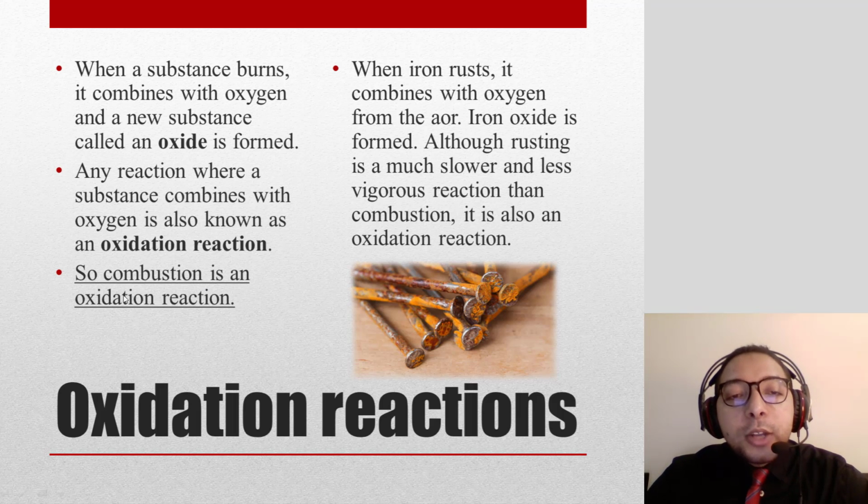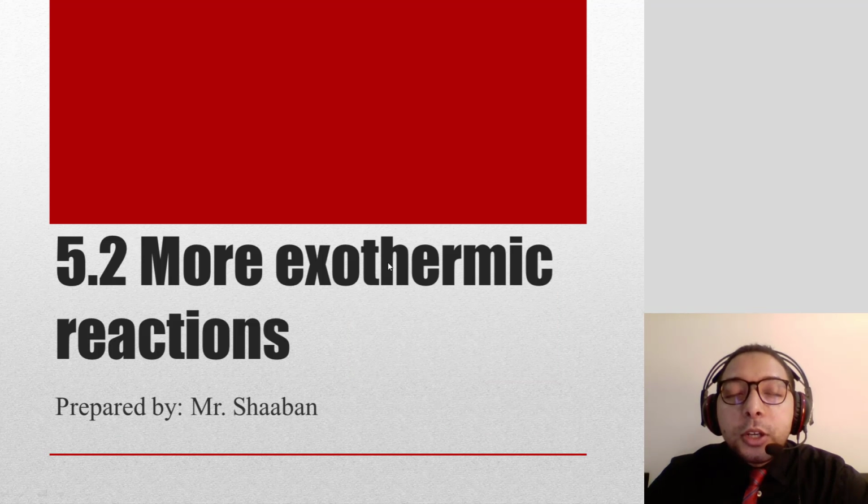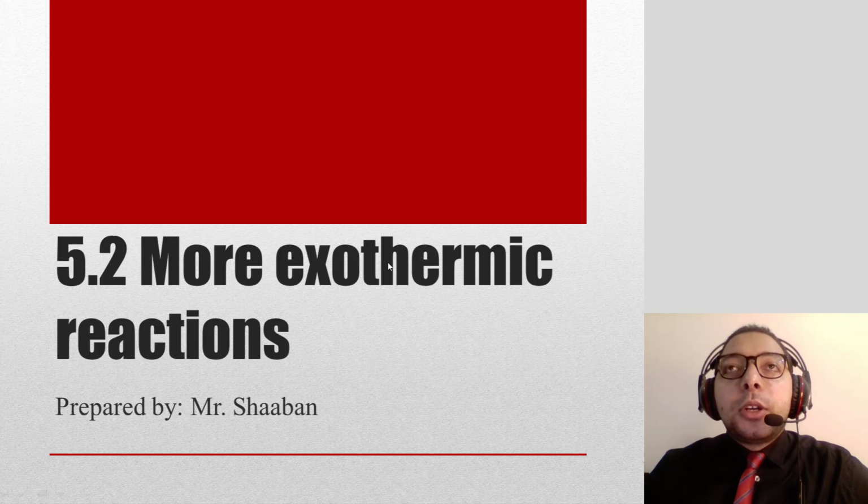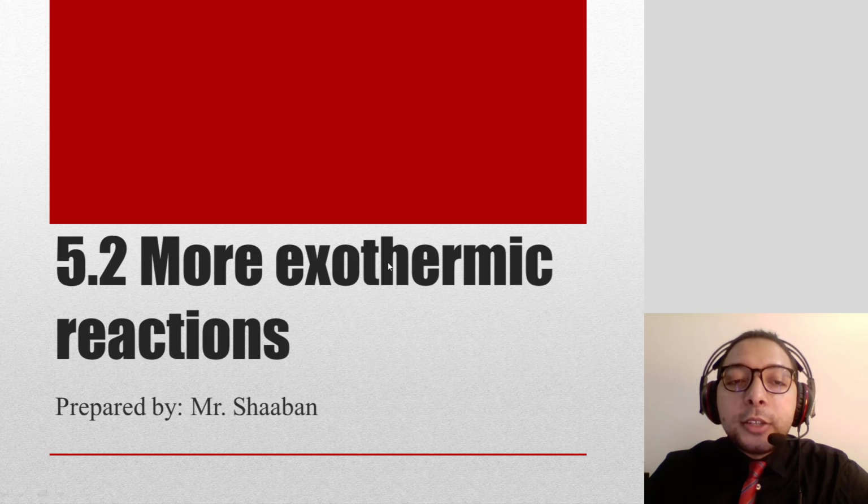So combustion is an oxidation reaction. Good, because we tend to burn the fuel in the presence of oxygen to produce an oxide. On the other hand, when iron rusts, it combines with oxygen from the air. Iron oxide is formed, although rusting is a much slower and less vigorous reaction than combustion. So you need to know that rusting is another oxidation reaction, but it's a very slow reaction.